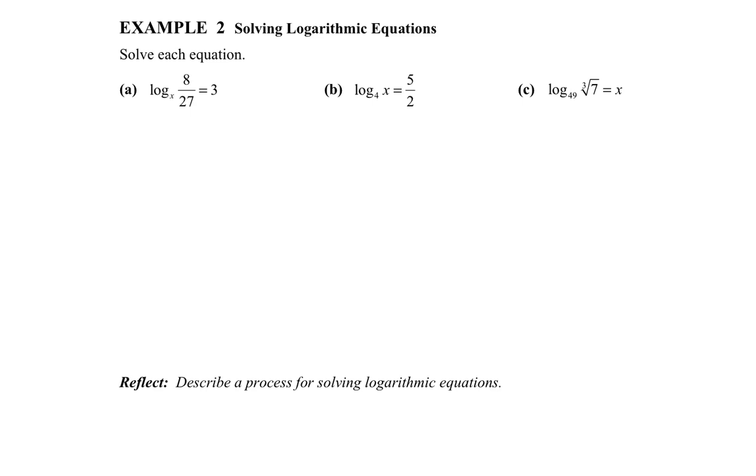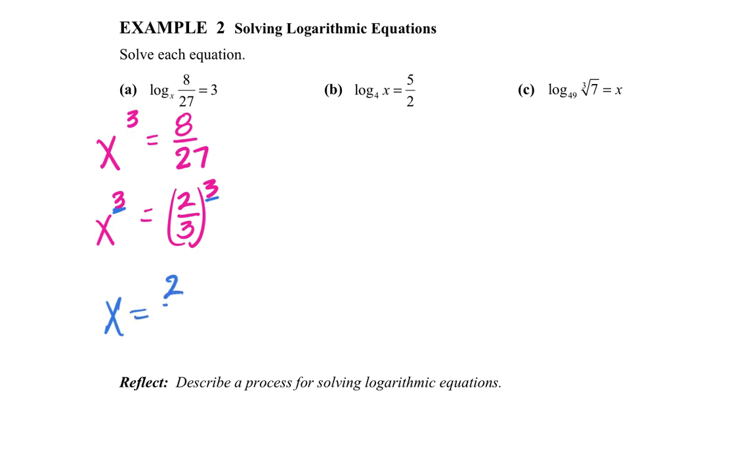Okay, now solve each of these logarithms. So we know that log base x is going to be x to the third equals 8 over 27. So what I know just from memory is that 2 to the third is 8 and 3 to the third is 27. So I'm going to say x to the third is equal to 2 over 3 to the third. Now, as long as they have the same exponent there, then I know that x is 2/3.